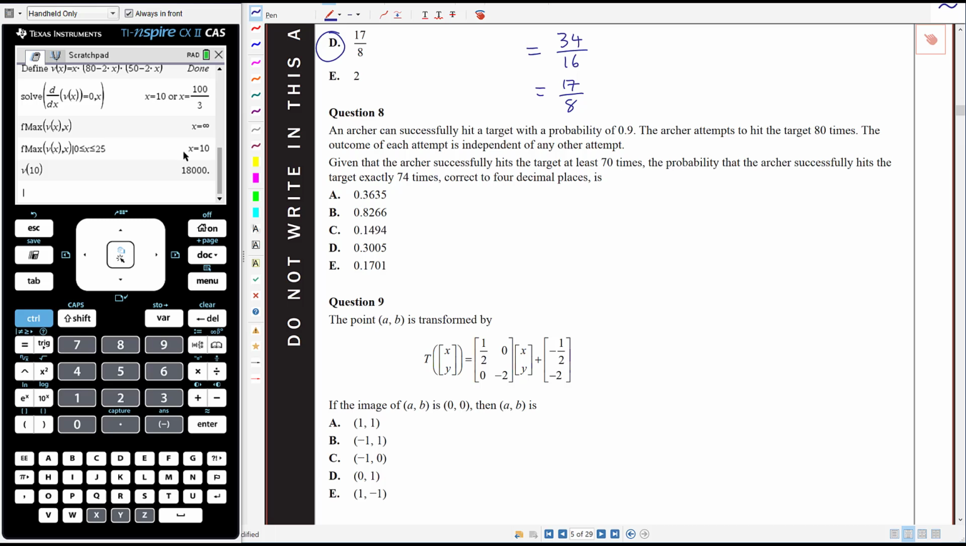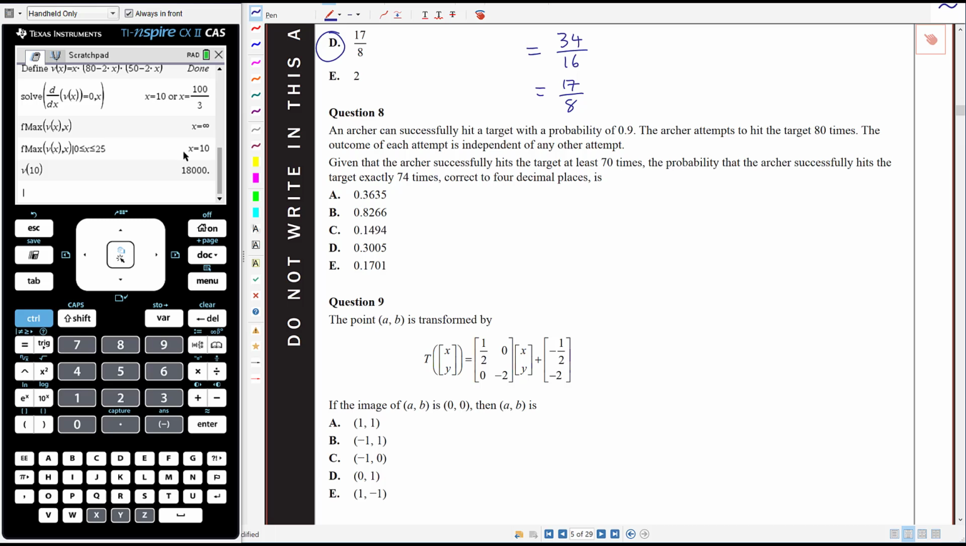Alright, question 8. An archer can successfully hit a target with a probability of 0.9. The archer attempts to hit the target 80 times. The outcome of each attempt is independent of any other attempt. So binomial distribution, that's what that's all telling us.